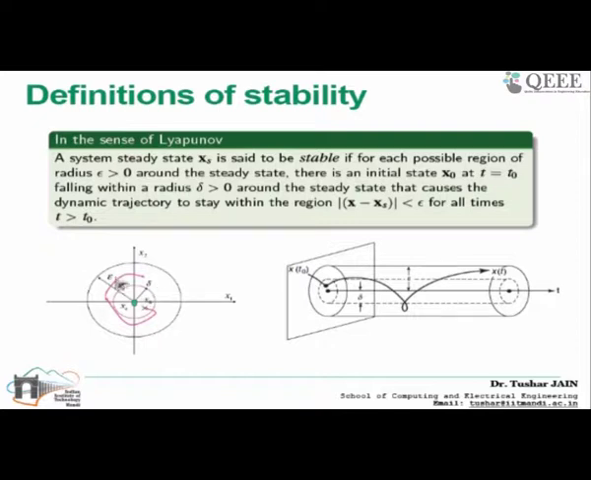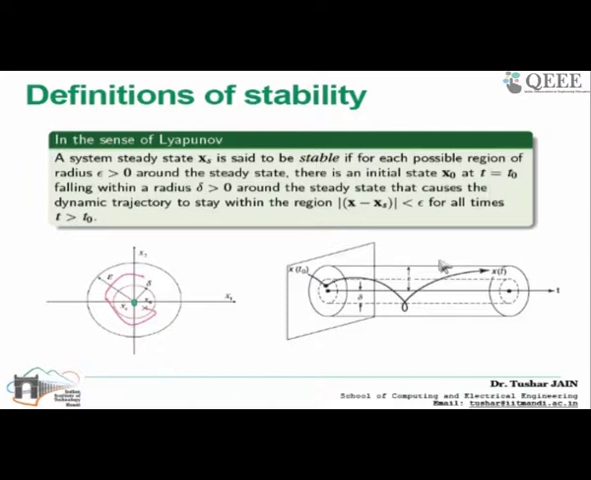If I start in this region and stay for my entire life in this region, then the system is said to be stable in the sense of Lyapunov. You can visualize this in the time axis as well, that this is the delta region, this is the epsilon region. So you start here, and ultimately when t tends to infinity, you won't escape this cylindrical tube. That is when we call the system stable in the sense of Lyapunov. There is a very generic definition of stability which applies to linear systems and to non-linear systems as well.